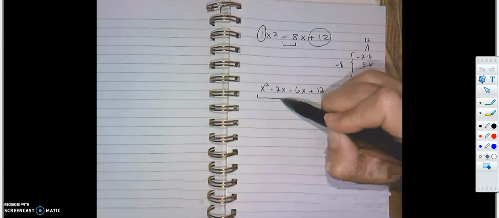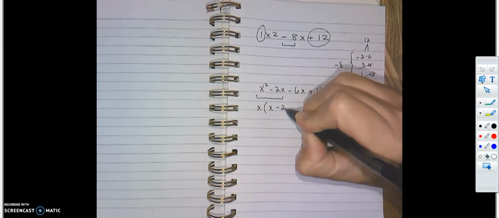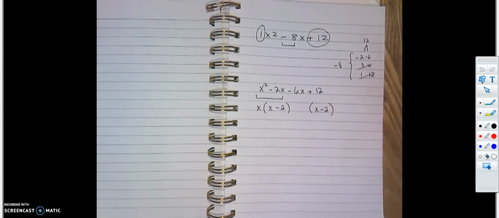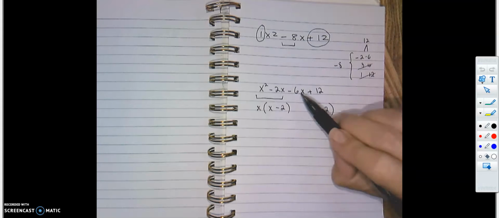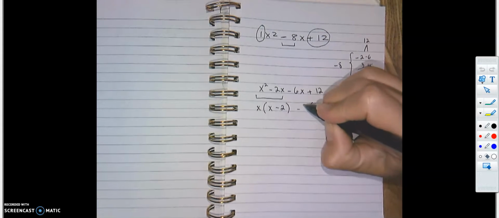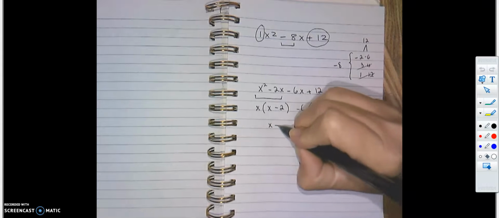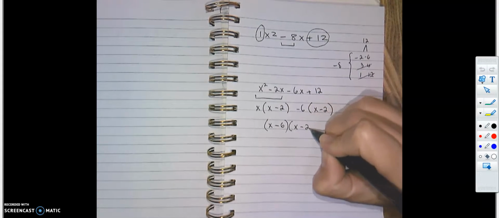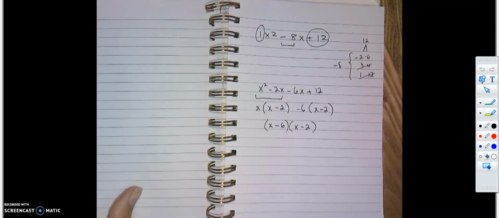Then you look at the first 2 terms. What have they got in common? They have an x in common, so I take that out and I'm left with an x minus 2 as a bracket. Rewrite down my x minus 2. I have x, I need -6x, so what I'm missing is a -6. I check if I'm right. -6 by x gave me -6x. -6 by -2 gave me +12. So it works. So now I write down the final step, which is x minus 6 in a bracket, x minus 2. And your sum is done.